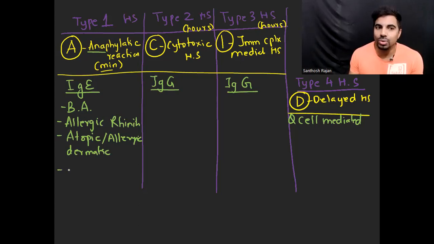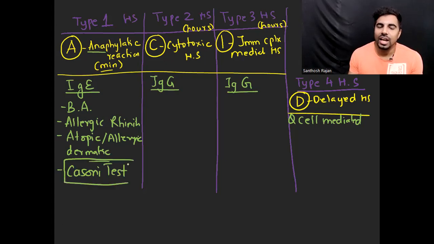There is just one important test you should know. What is that? Casoni's test. Casoni test, I'm repeating again and again. It is for your hydatid cyst, Echinococcus. You repeated it many times before, so you're not going to make a mistake. All are important here.